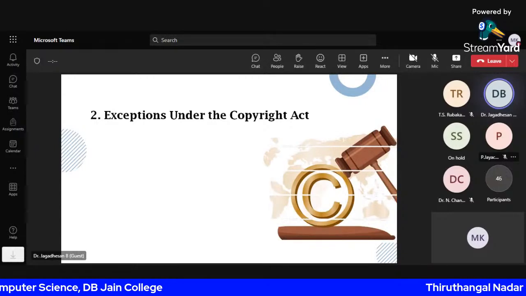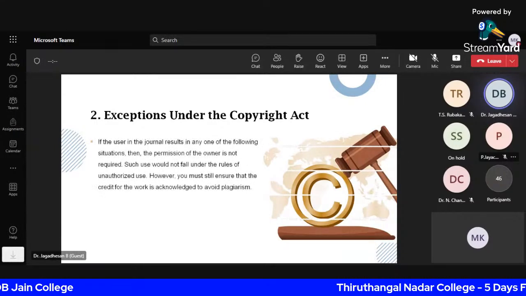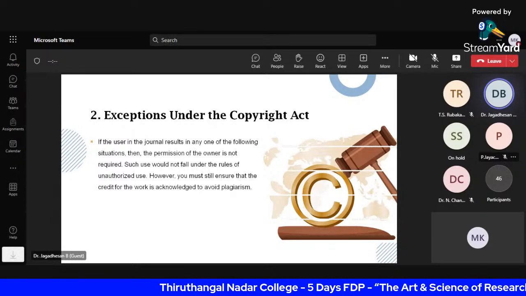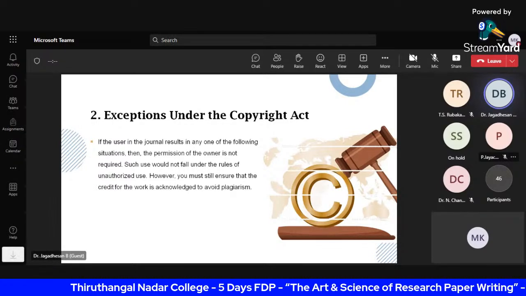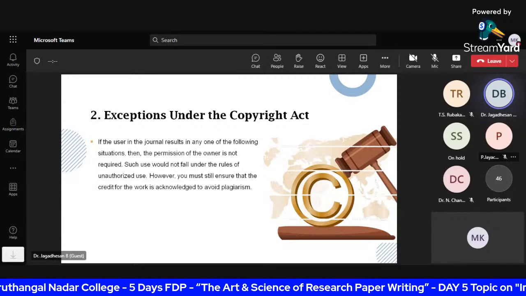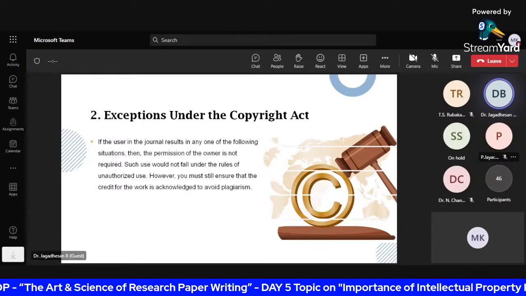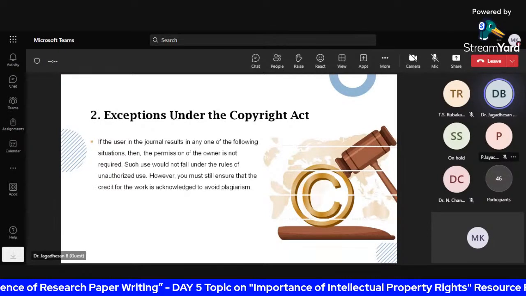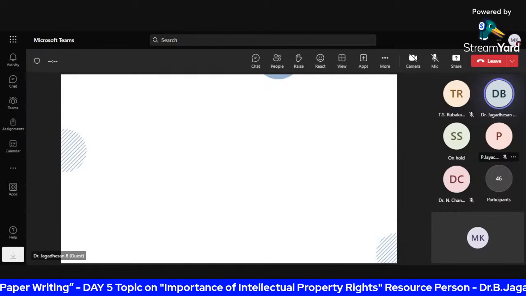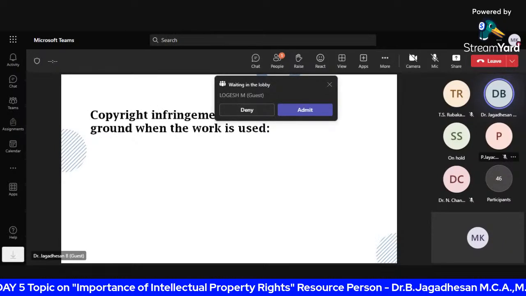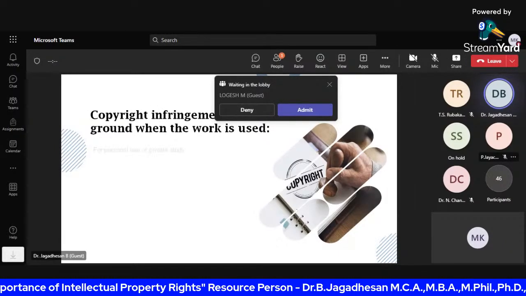Apart from this, there are some exceptions under the Copyright Act. If the use falls under one of the following situations, then permission of the owner is not required, where such use would not fall under the rules of unauthorized use. However, you must ensure that the credit of the work is acknowledged to avoid plagiarism.